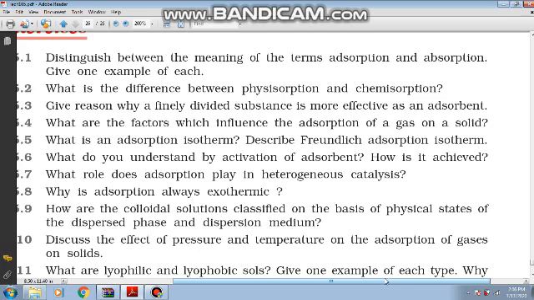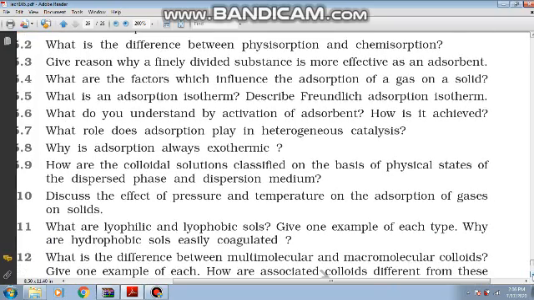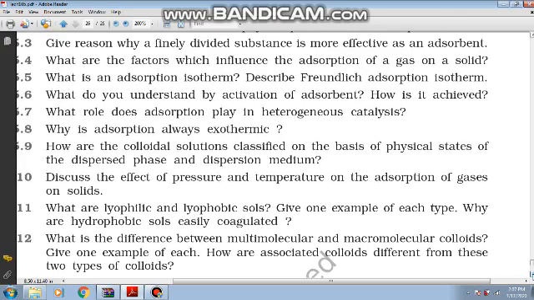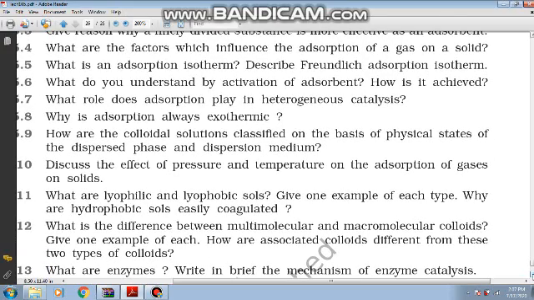dispersed phase and dispersion medium? You see children, on this basis we have 8 types of colloidal solutions which are given there in the table, in the tabular form in your book. You can refer to that table. Then discuss the effect of pressure and temperature on the adsorption of gases on solids. In this case, you will make use of Freundlich's adsorption isotherm, and you will discuss this effect in terms of adsorption capacity, adsorption extent, that is in terms of x by m against the partial pressure of the gas.